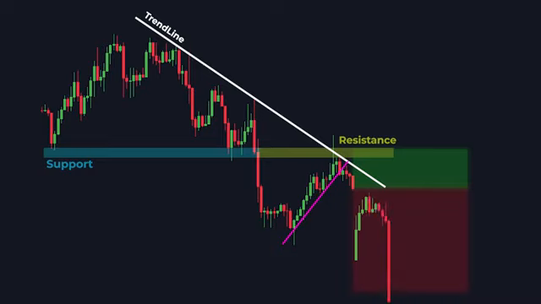So, to wrap things up, trend lines aren't just tools. They're a way to visually feel the market's momentum. Whether it's ascending, descending, or even flat, each type tells a different story. The better you get at drawing and trusting them, the more clarity you'll have in uncertain markets.